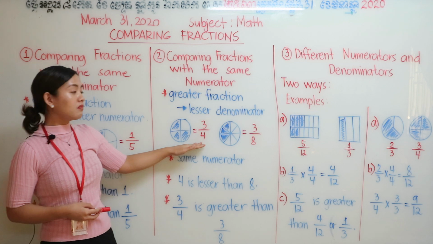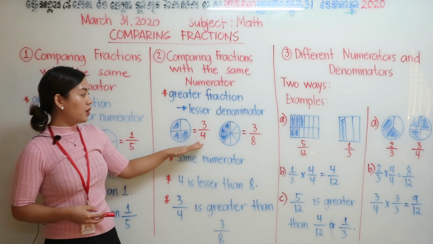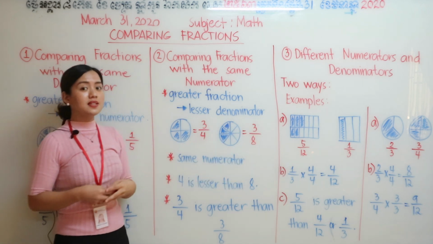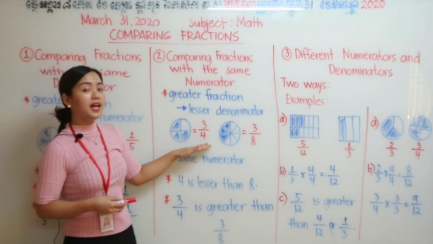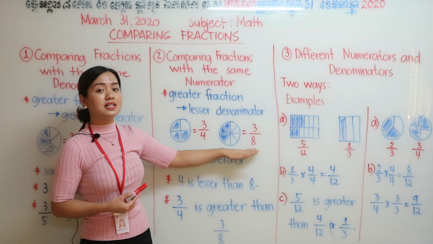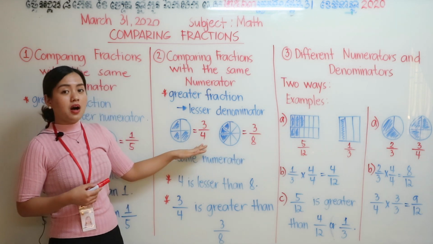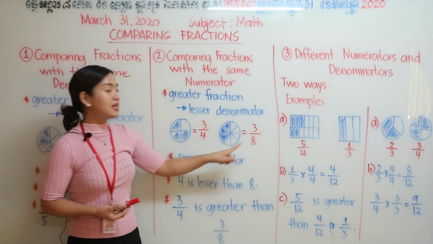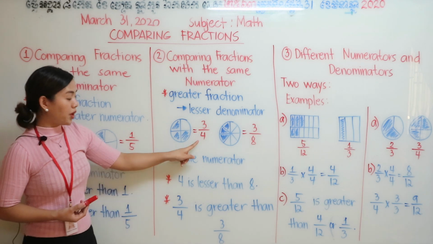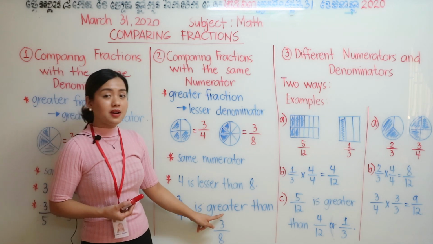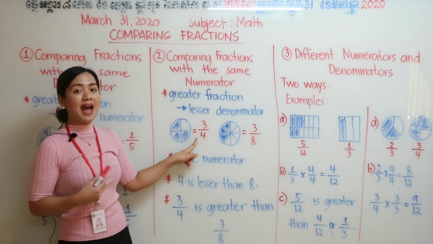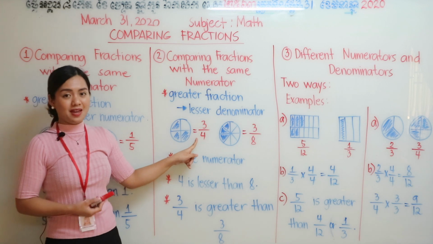And in here, we have 3/4. We also have 3/8. Now let's try to focus on the denominator. We have here 4 and 8. And we said that the greater fraction has the lesser denominator. So 4 is lesser than 8, meaning 3/4 is greater than 3/8, because 3/4 has a lesser denominator.